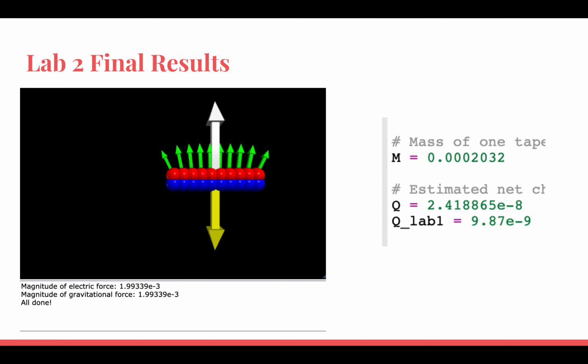After guessing and checking for a couple iterations, I obtained a Q value for the top tape to equal 2.418865 times 10 to the negative 8 coulombs. Using this value, the forces balance on the top tape and generate a net force of 0, thus signaling a more accurate Q value.